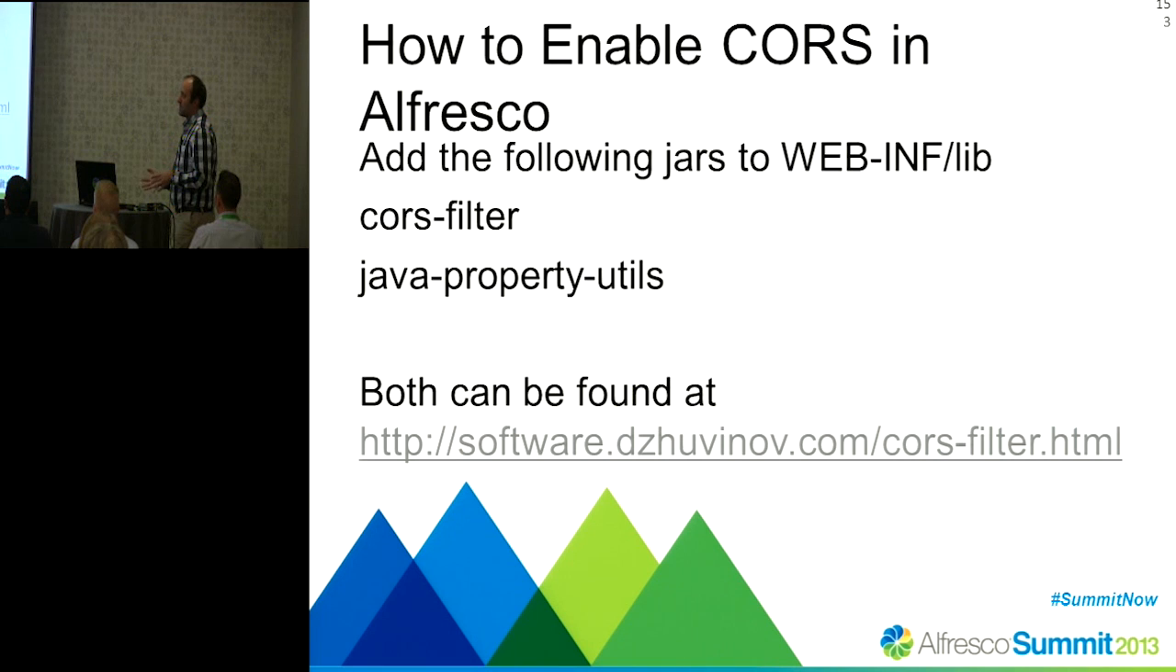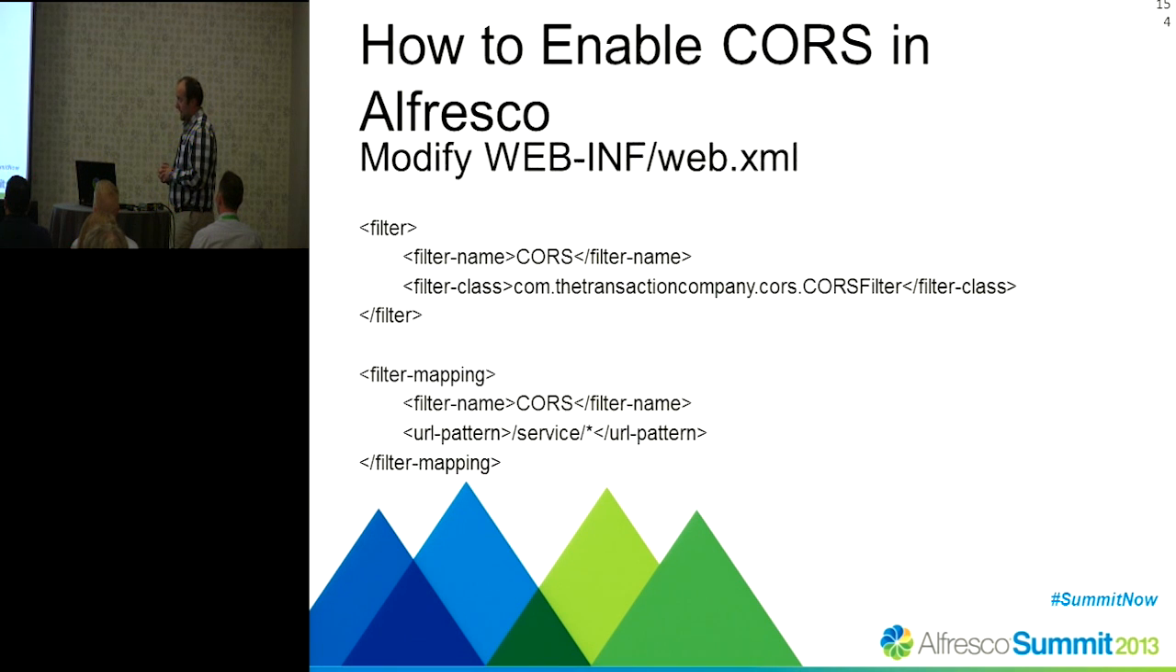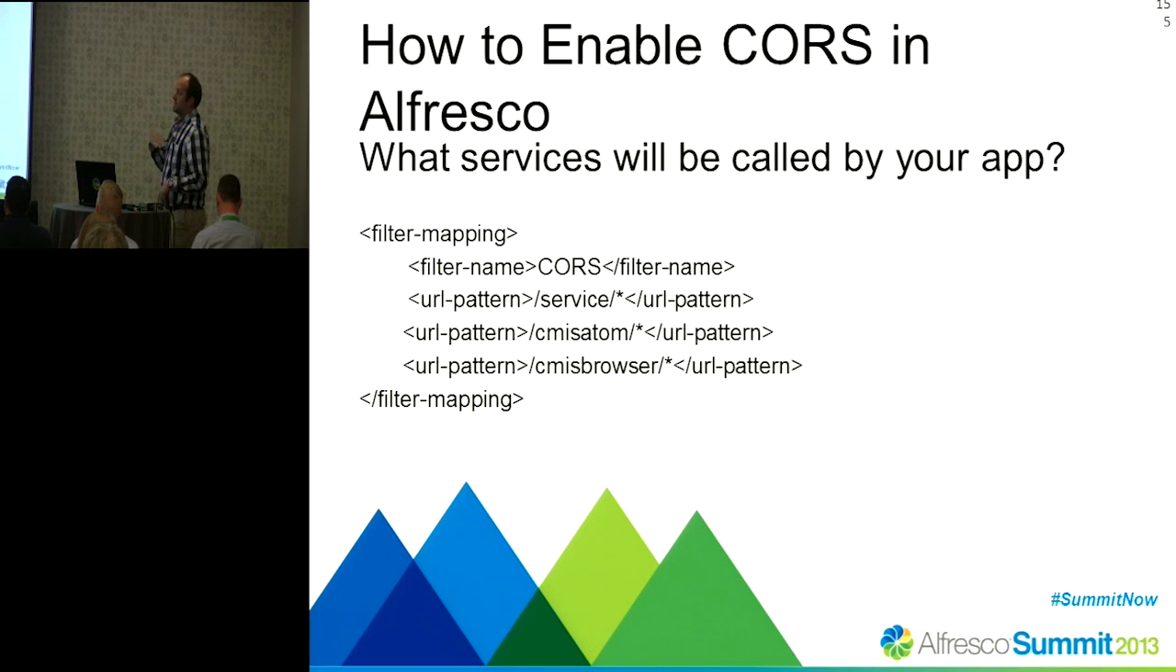Next, we're going to need to configure Alfresco. There's a couple things we need to do. First, we need to modify our web.xml file. We need to add a filter that references the filter provided by that. And then we need to add a filter mapping to say which URLs we want to enable our CORS calls, our cross-domain calls, for. Now, we also want to decide which of those we want to do. So there's a full list of different URLs: service, our normal RESTful API or normal WebScript API, CMIS Atom, and then with CMIS 1.1 on 4.2, you might want to enable the JSON bindings.